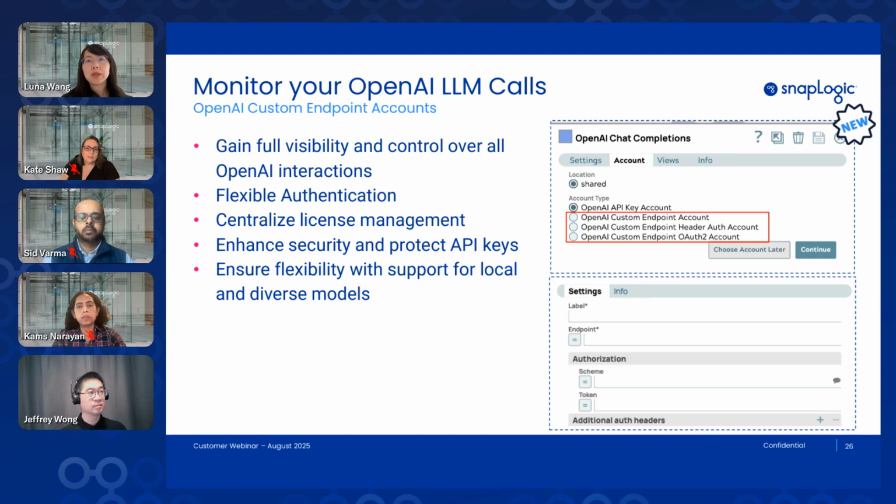So the difference between the 3 new accounts is just the authentication method. If you need no auth at all, you can use the basic custom endpoint account. If you need some tokens in the header, you can use the second, header auth account. And if you want to use some IDP OAuth2 services, then you can choose the third, custom endpoint OAuth2 account.